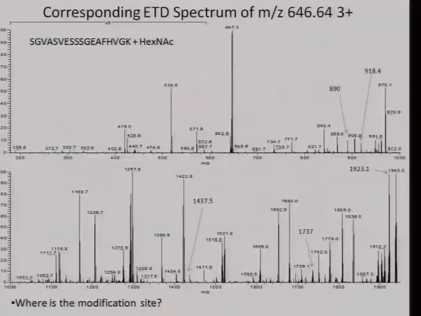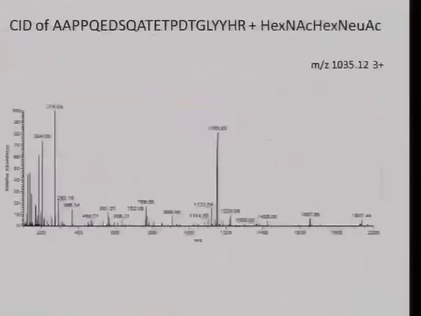So we've identified the modification site in this one. I put another one in. Do we want to go through this last one? It's going to be essentially the same as the last one, but it's a different peptide. So here's the CID spectrum of this particular peptide. It's got a bigger structure on now. It's got a HexNAc, Hex, NeuAc.